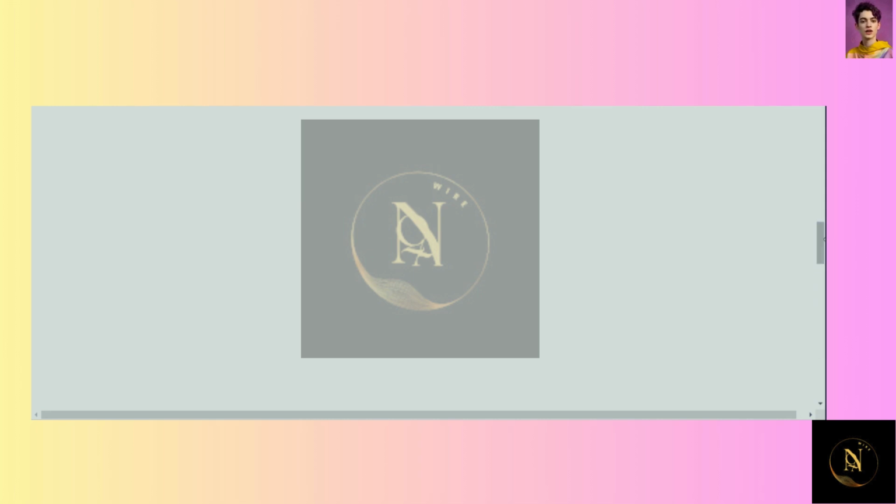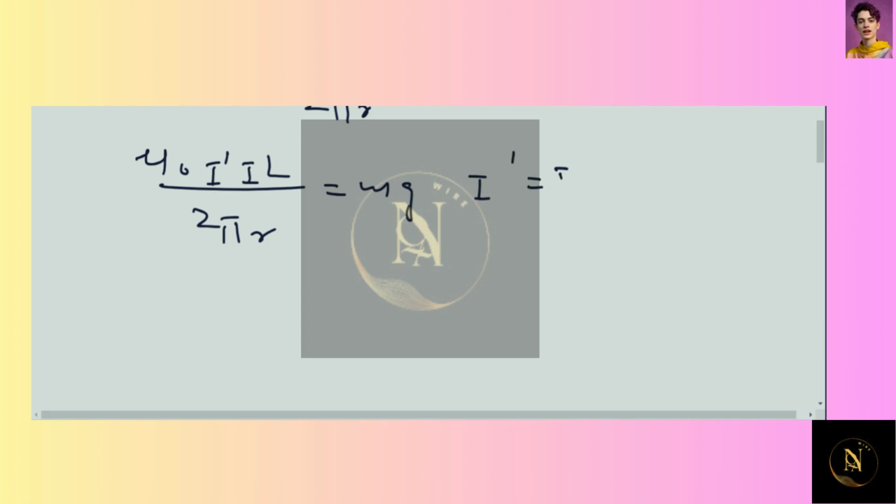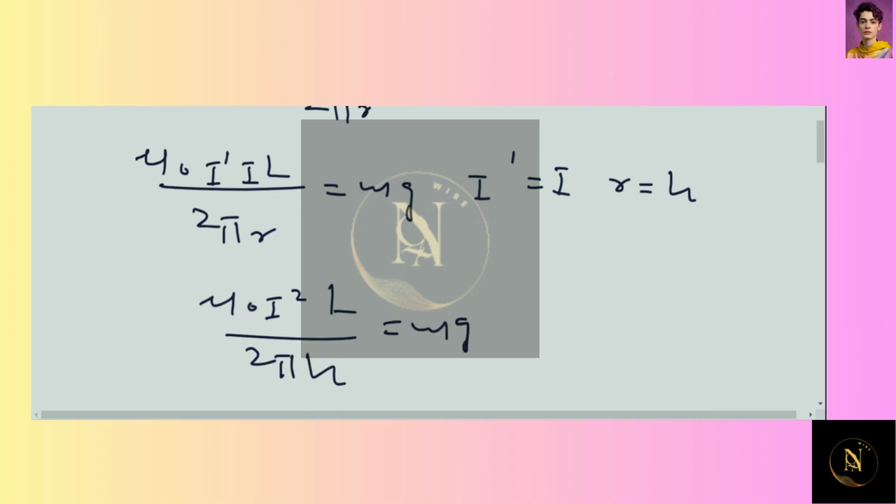Now doing substitution in equation number 1, we get mu naught times I prime times I times L divided by 2 pi r is equal to mg. Here I prime is equal to I and r is equal to h. Therefore, we have mu naught I square times L divided by 2 pi h is equal to m times g.